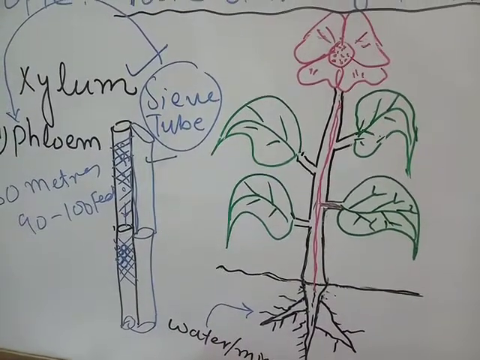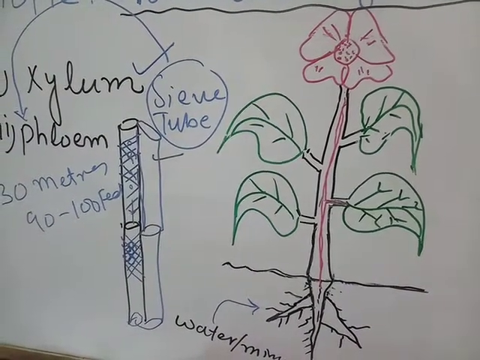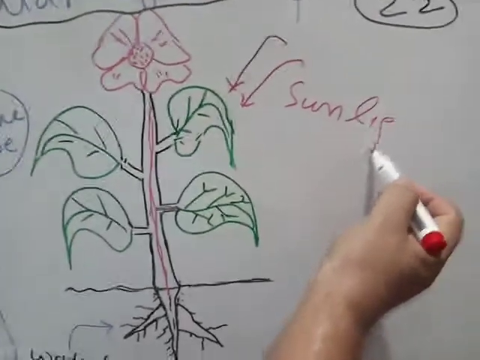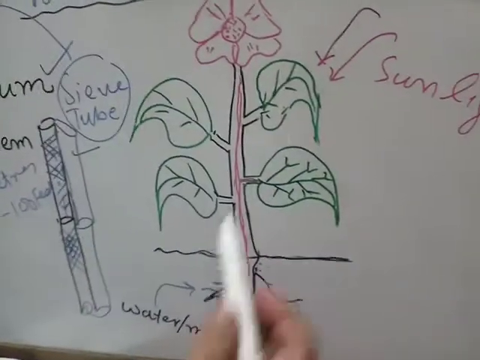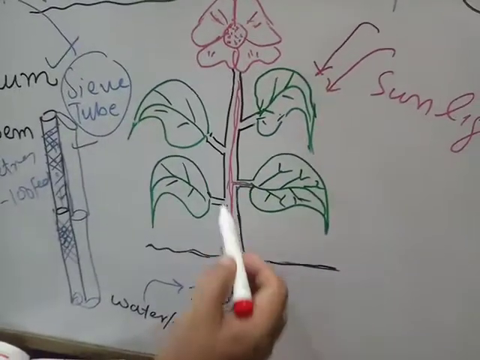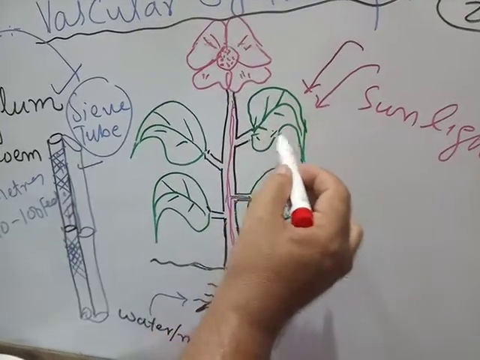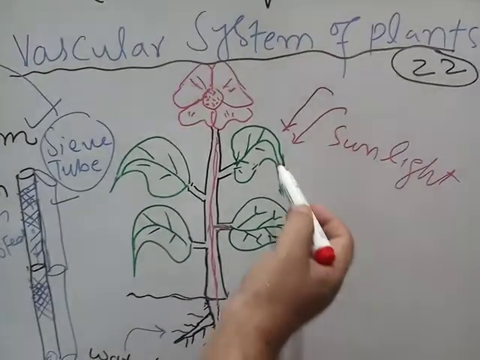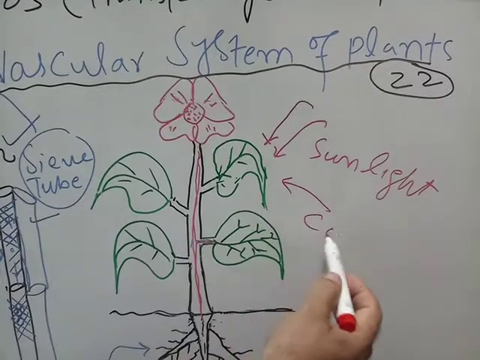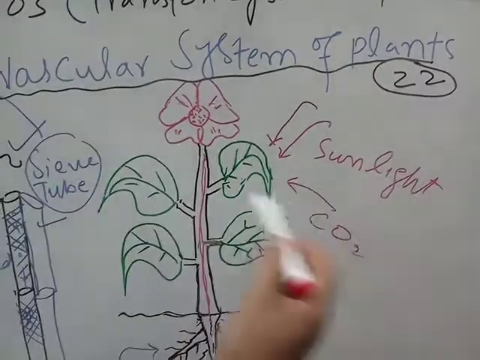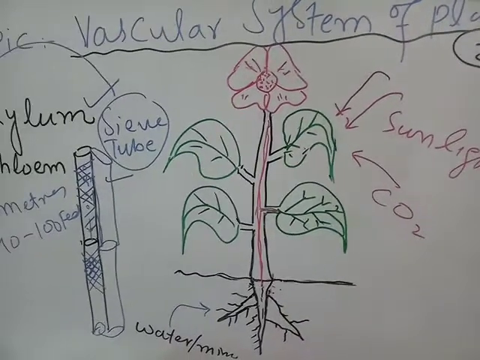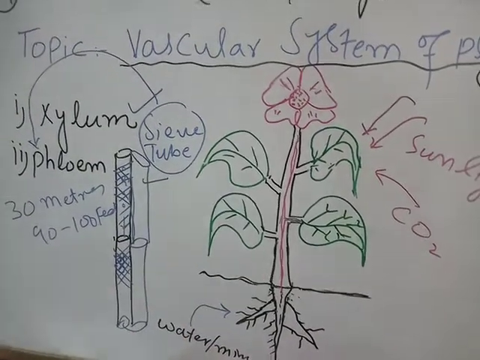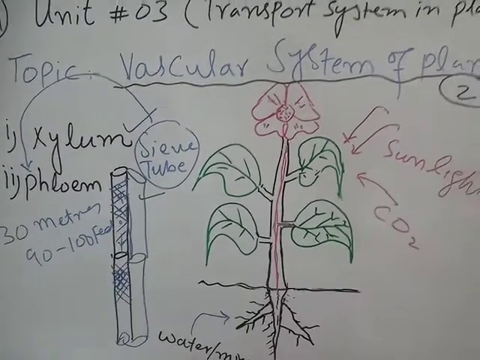Now what is the main job of the phloem tissues? You know that when light falls on the leaf surface, water is transported through roots. The lower part of each leaf has very small pores which are called stomata. Through stomata, the leaf absorbs carbon dioxide. Water comes from roots, so carbon dioxide and water combine to form glucose, which is the food. So the food is prepared inside the leaf.